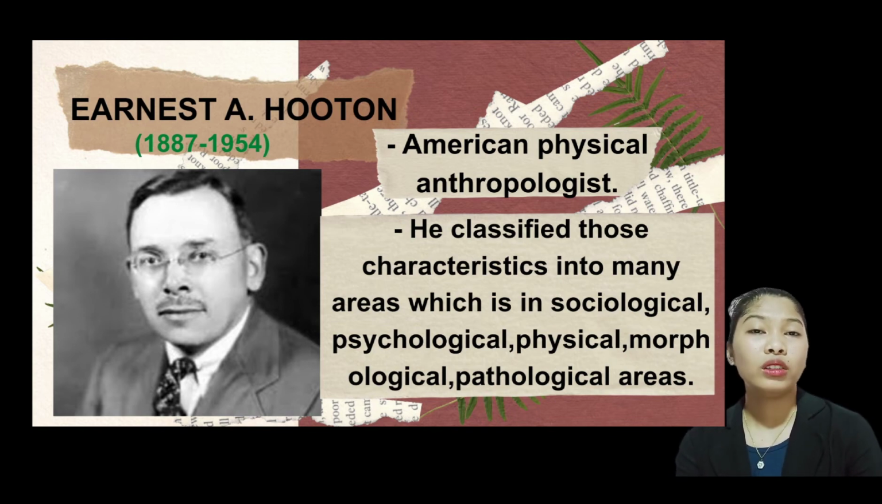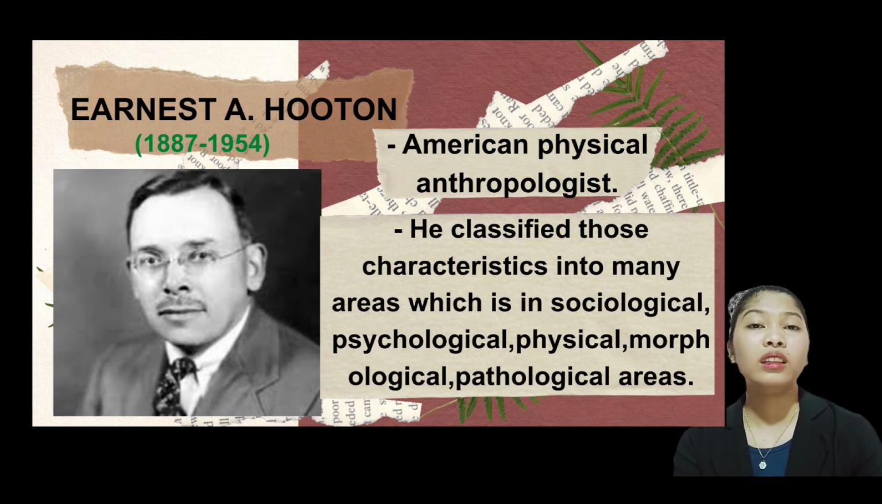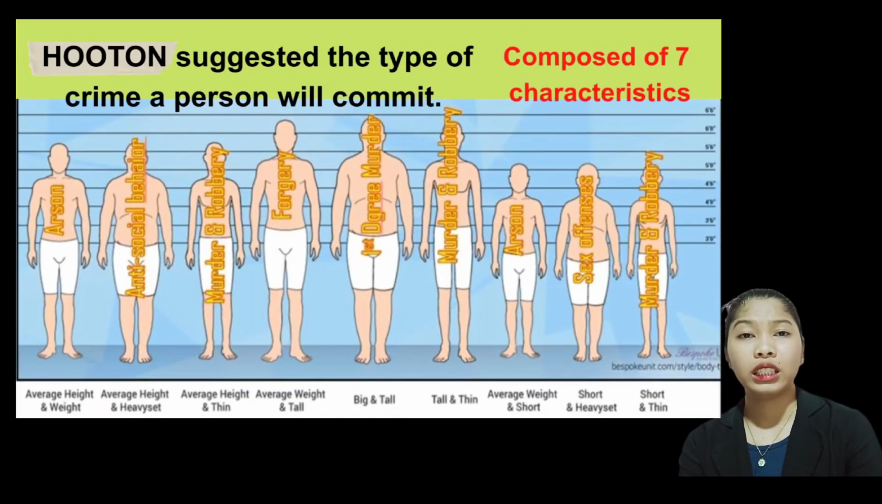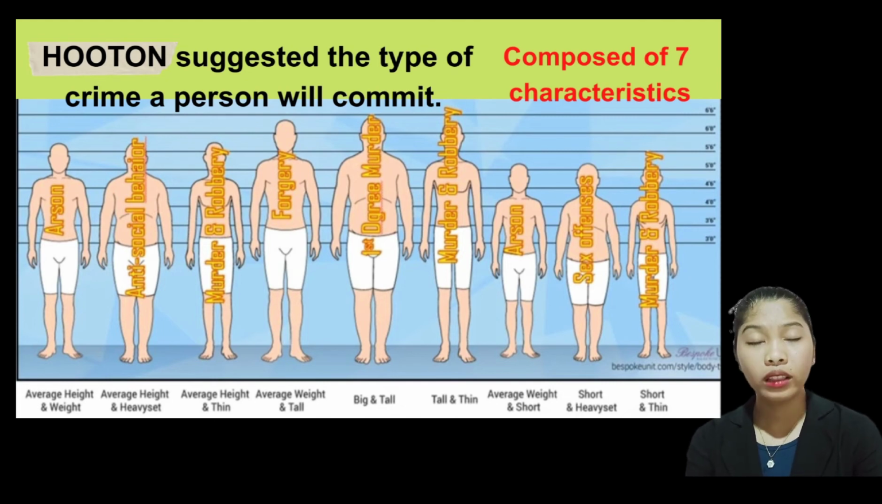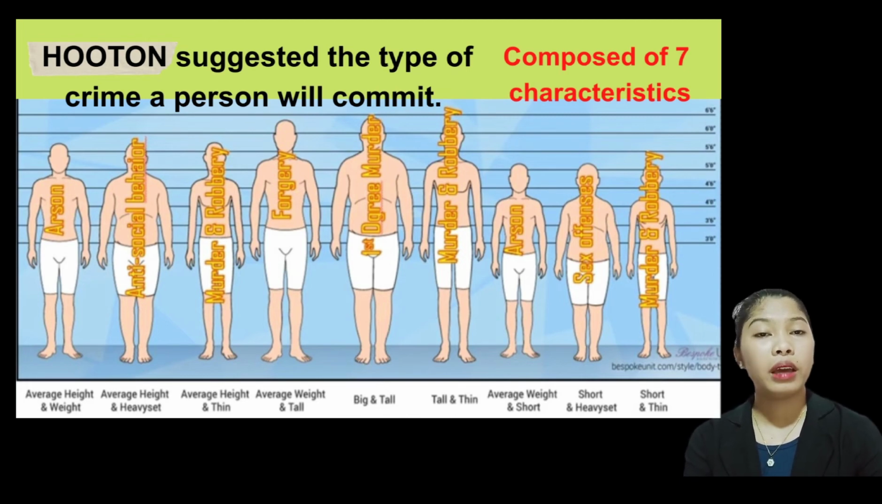He believed in Lombroso's theory of the born criminal, according to which criminals could be identified based on their physical characteristics. Hooton suggested specifically the types of crime a person will commit. Number 1, tall, slender men are predisposed to murder and robbery. Number 2, tall, medium, heavy men for forgery. Number 3, tall, heavy men for first-degree murder. Number 4, medium height, heavy for antisocial behavior.